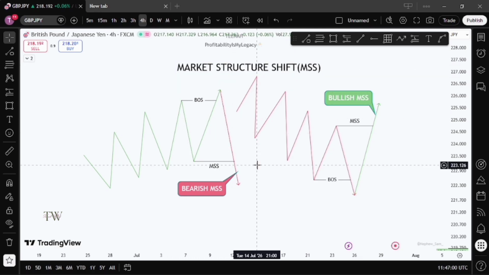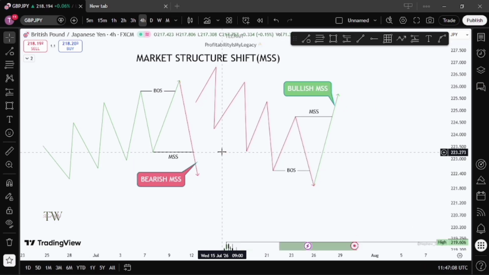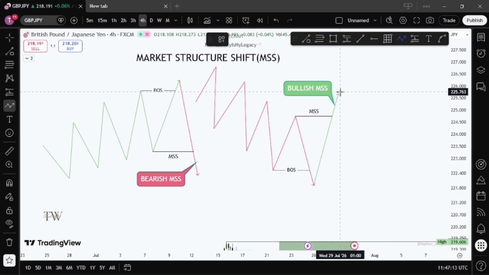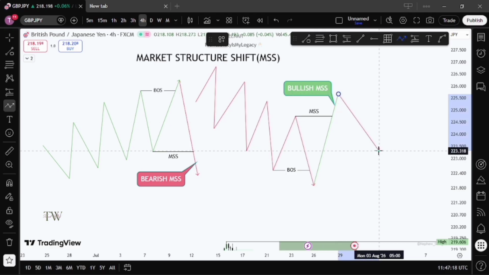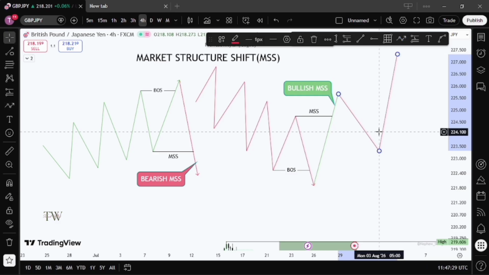And at the same time, whenever a change of character or market structure shift occurs, a break of structure is used to confirm the new trend. A break of structure is simply used to confirm that new trend. This is what I mean. Okay, so you see, we got another break to the upside. That tells you that this particular move is serious. Do you get it? It actually confirms it.